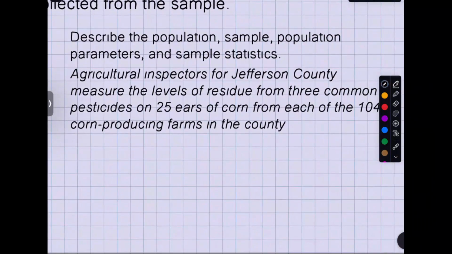Describe the population, sample, population parameter, and the sample statistic. An agricultural inspector of Jefferson County measures the level of residue from 3 common pesticides on 25 ears of corn from each of the 104 corn producing farms in the county.